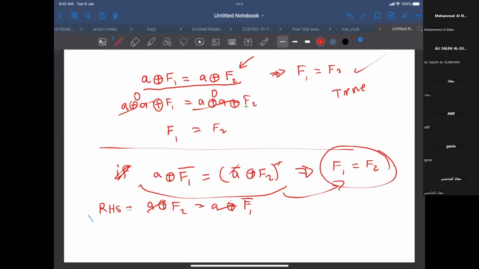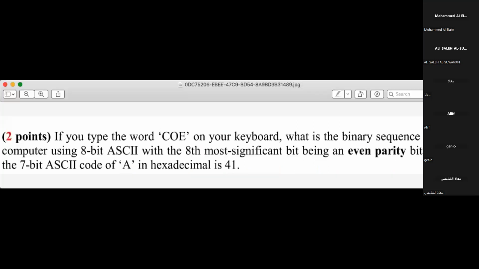Okay, let's move on to a different question. We have this question here. If you type the word COE on your keyboard, what is the binary sequence sent to the computer using 8-bit ASCII code, with the 8th most significant bit being an even parity bit? Note that the 7-bit ASCII code for A is hexadecimal 41.